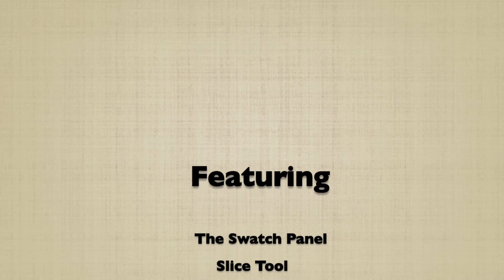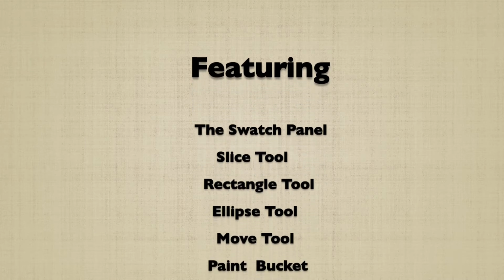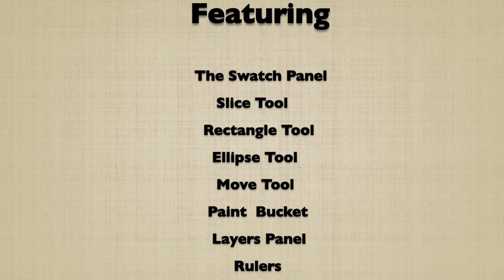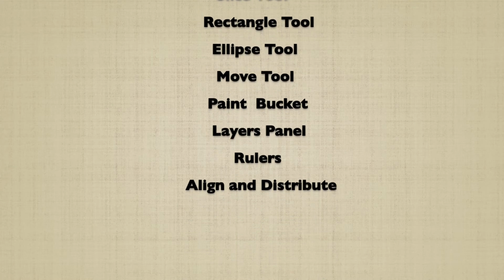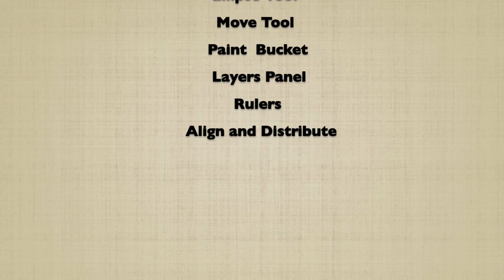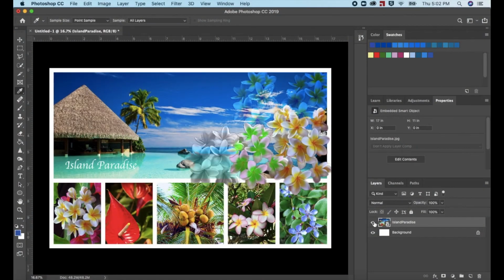The Photoshop features are the swatch panel, the slice tool, rectangle tool, ellipse tool, move tool, paint bucket, layers panel, rulers, align and distribute. This is part 2 of the color board tutorial.